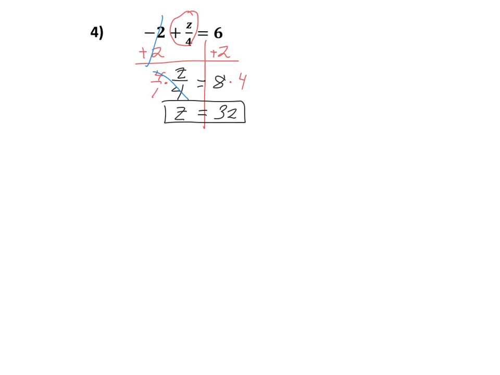So then we're going to check. So starting with the original problem, negative 2 plus parentheses over 4 equals 6. So instead of z, we are going to put in what we came up with, 32. So we're going to take the 32 divided by 4, because that's what we're going to work first. So we've got negative 2. 32 divided by 4 is 8 equals 6. Then negative 2 plus 8 is 6, which indeed does equal 6, and it checks.